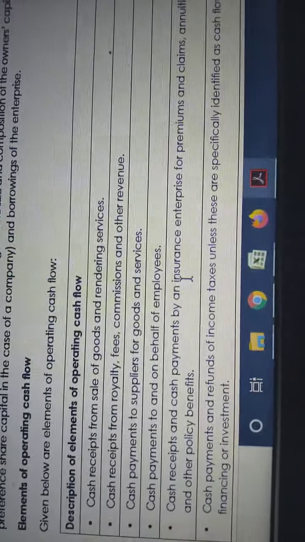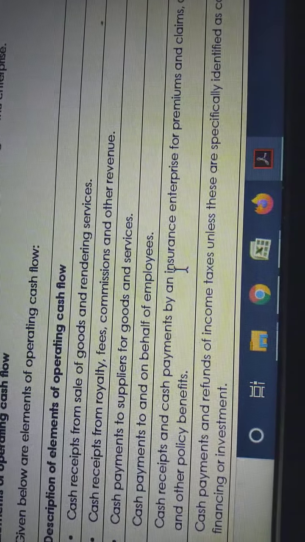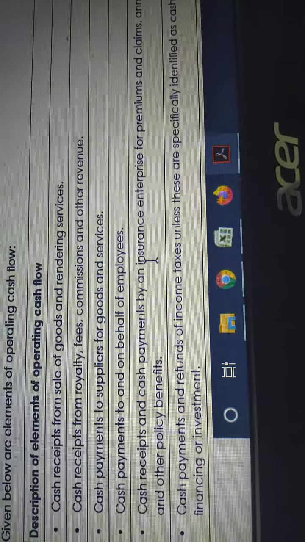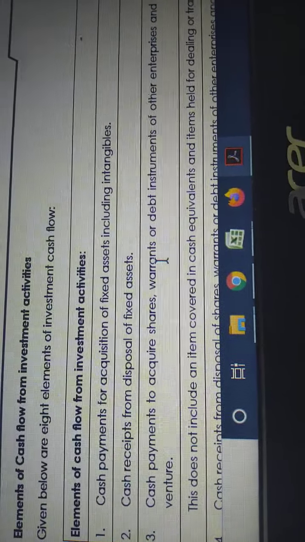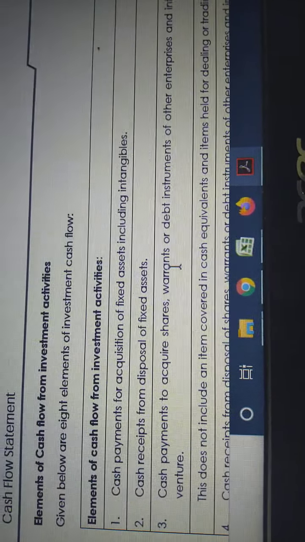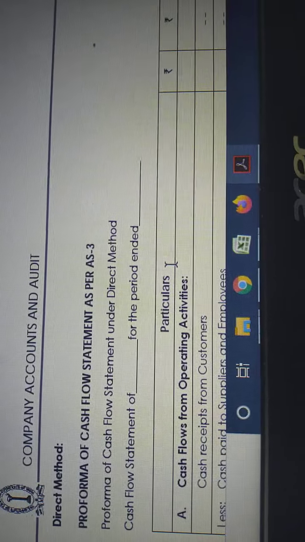Then come to the elements of operating cash flow. Description: operating cash flow means what items? All these items are operational related items. You please go through them yourself. All these things are examples. Whatever I discussed is majorly given here.